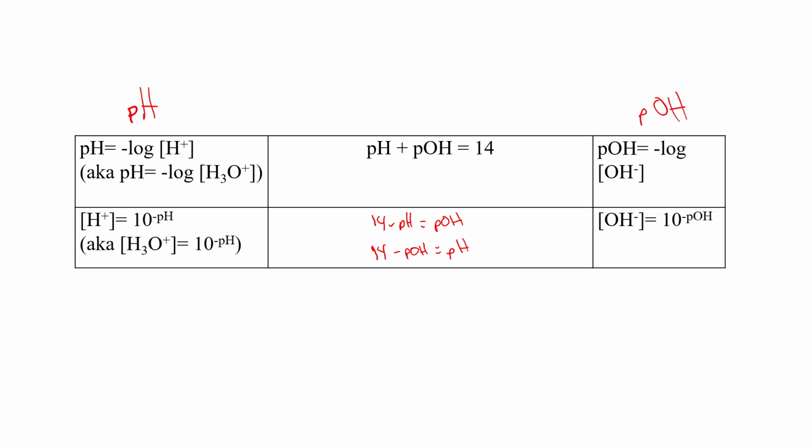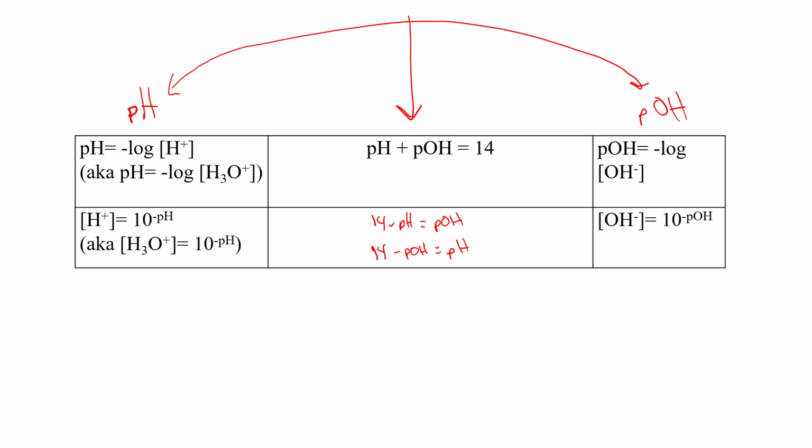So the only way to go from the pH side of things to the pOH side of things is through this equation here. So we can't go directly back and forth between these two. We have to first stop at this step.